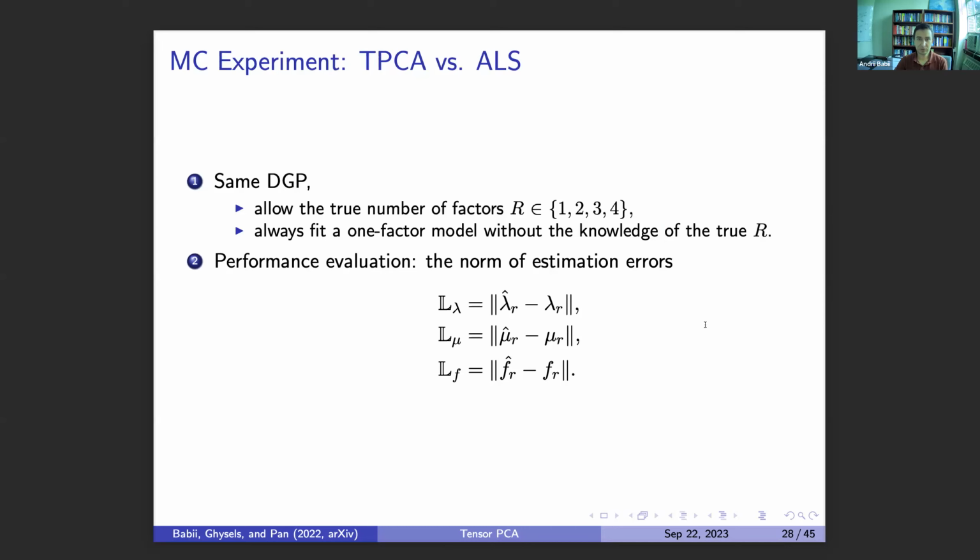So in these simulations, we will compare this ALS procedure to our Tensor PCA, where we don't have to solve any non-convex optimization problems. We can just use the spectral decomposition, eigenvalues and eigenvectors. We allow for a different number of factors: 1, 2, 3, 4. And we will fit a one-factor model without the knowledge of the true factor. And we will measure the estimation accuracy using L2 errors.